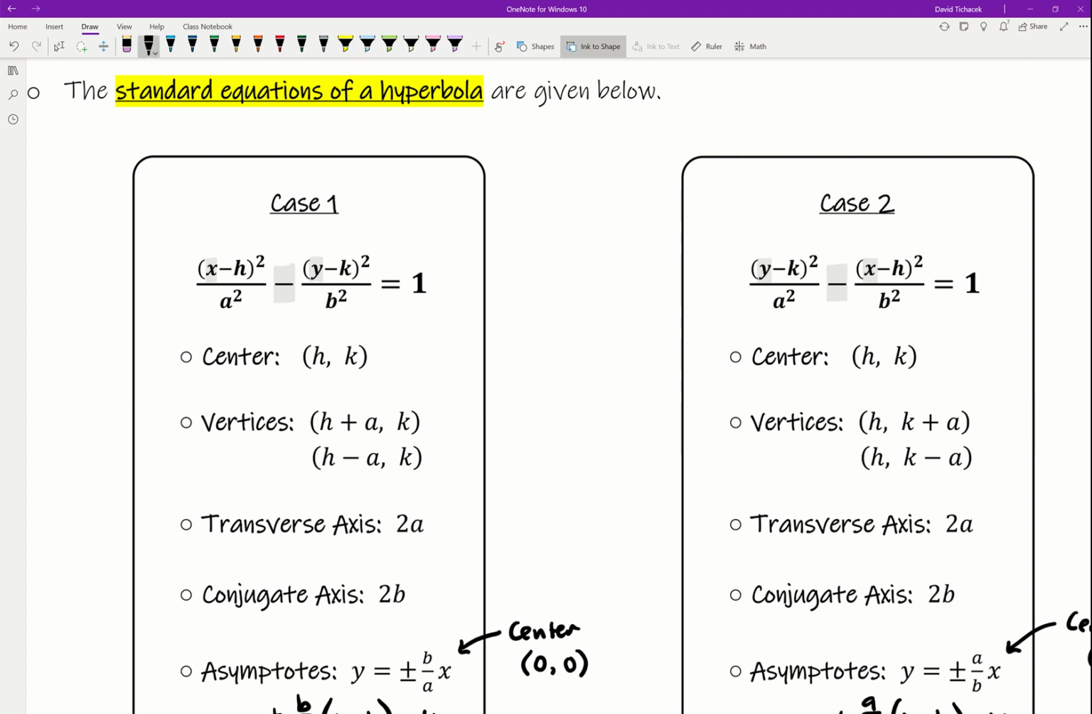To distinguish between the two cases, since x comes first in case 1, this is going to be your horizontal case, where your hyperbola is drawn a little bit more horizontally. In case 2, this is where y comes first. That's your vertical case, where your hyperbola is drawn a little bit more vertically. Okay, so that's how you tell between the two.